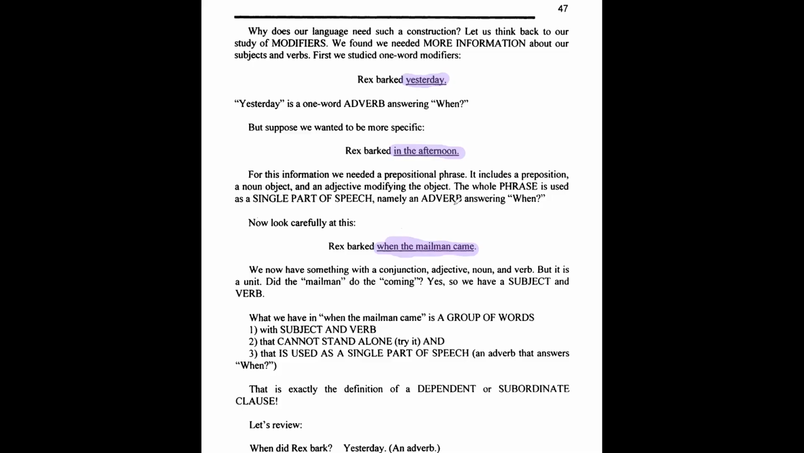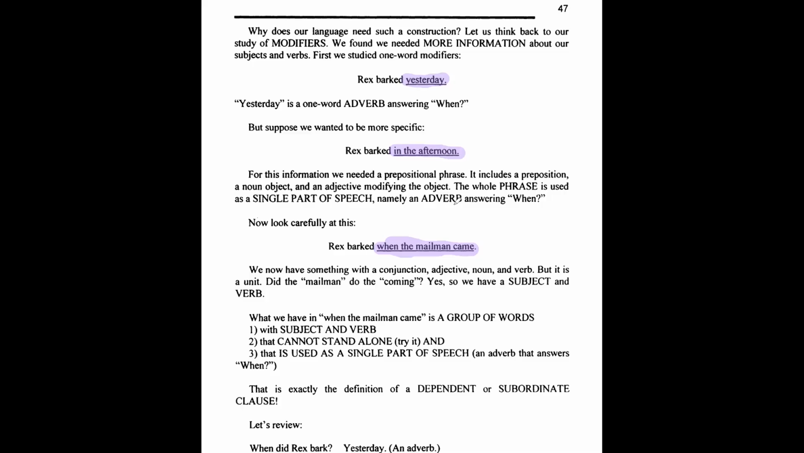Does it stand alone? Try it. When the mailman came. Is that a complete sentence? No, you're waiting for something else. So is it being used as a single part of speech? This is where some people may get confused. This whole clause, when the mailman came, is acting as a single part of speech. It is acting as an adverb.